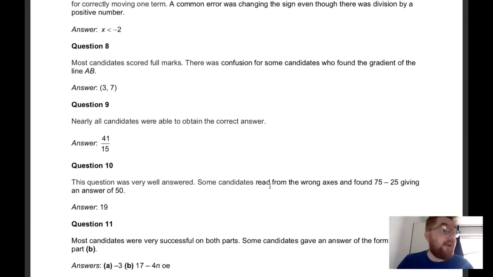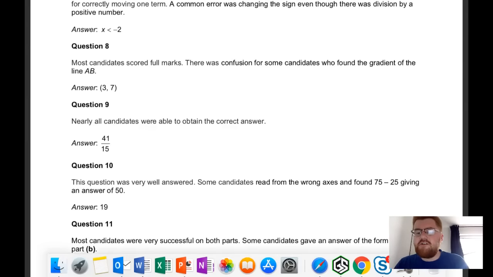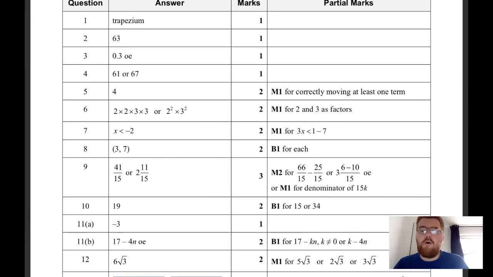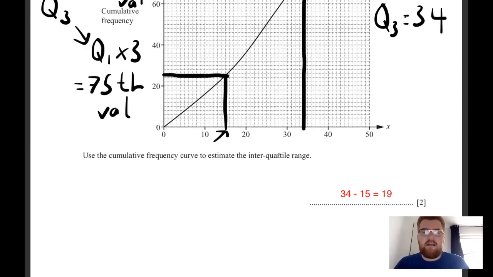Okay, someone did it the wrong way round. Make sure you start at your cumulative frequency and then you work your way backwards to work out the x value there.